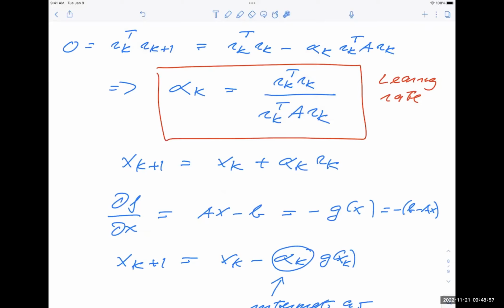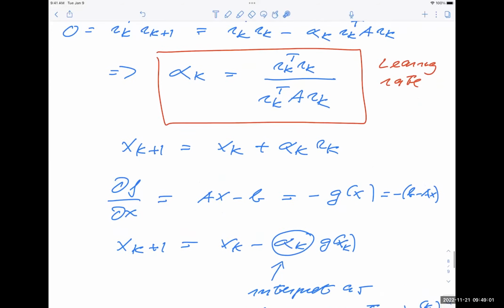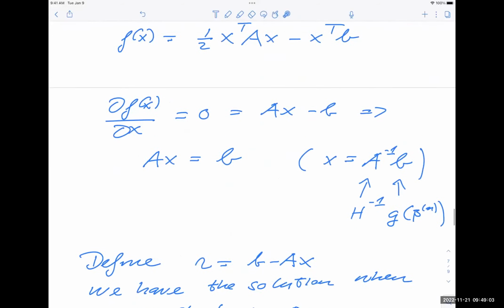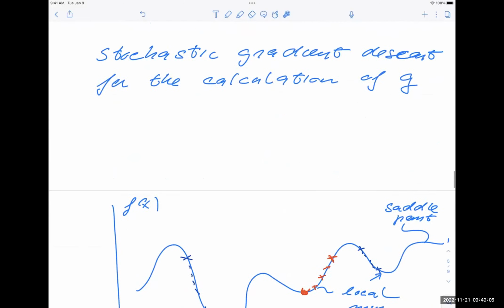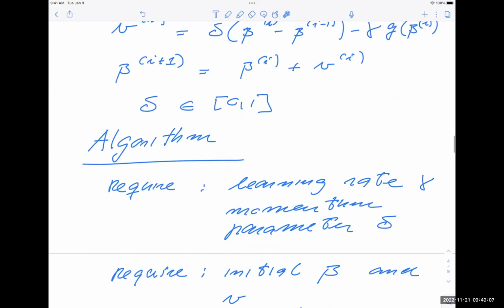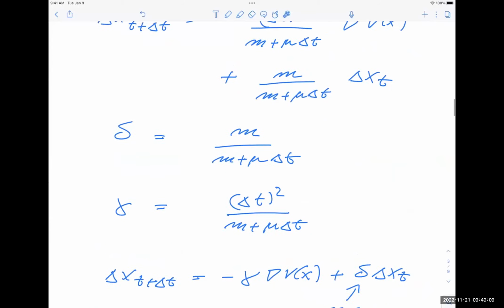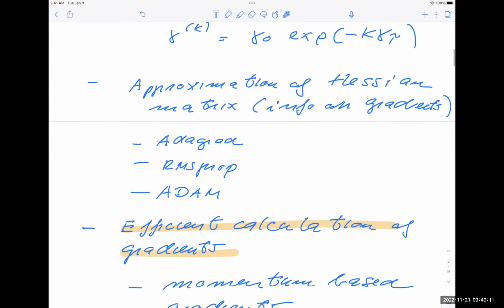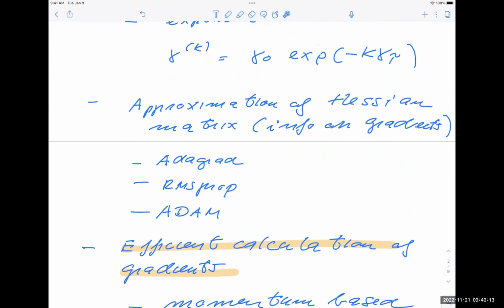So just to quickly remind you, this was meant as a stepping stone in order to motivate the approximations to this learning rate, using now the methods to update the learning rate with either ADA grad, or root mean square propagation, and ADAM.